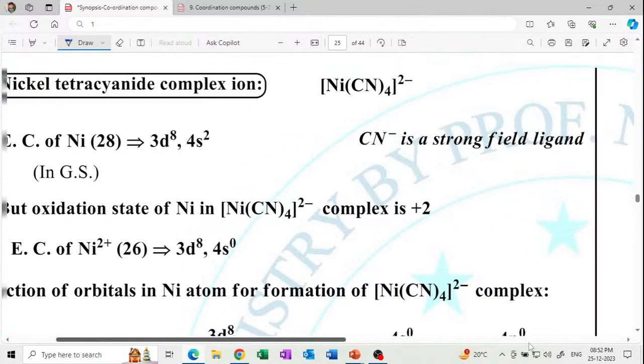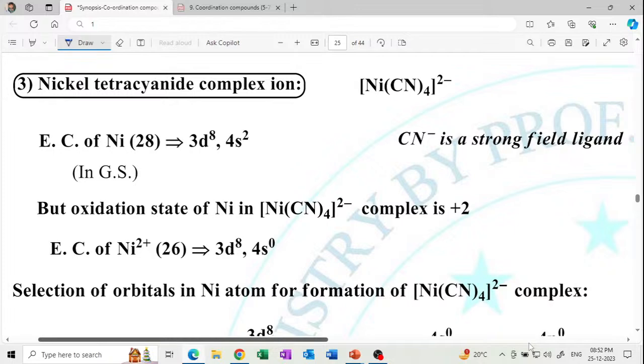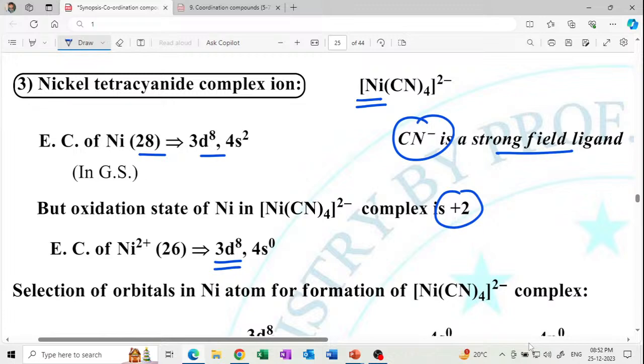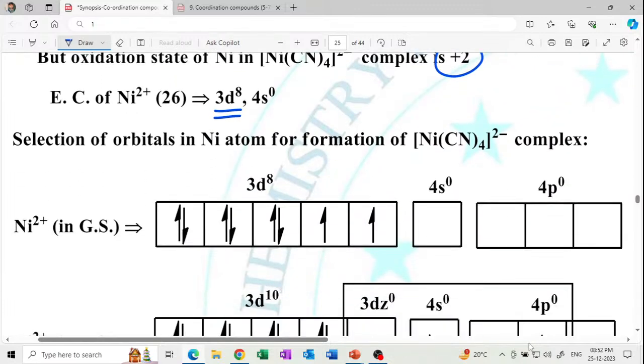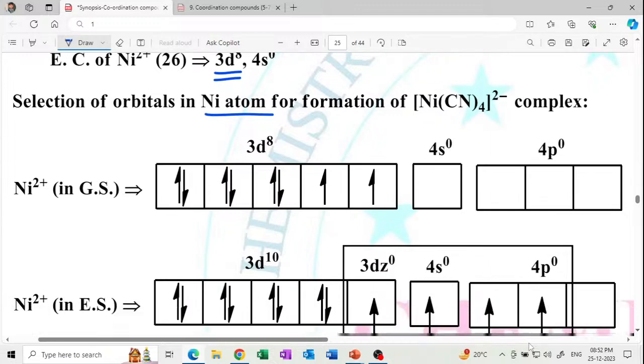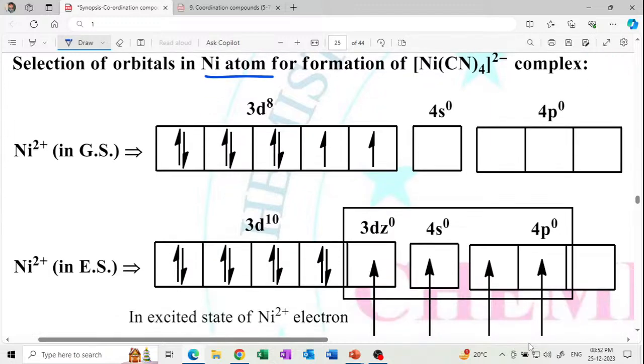Next is the [Ni(CN)4]2- nickel tetracyanide complex. Nickel electronic configuration 3d8 4s2. Cyanide is a strong field ligand, so pairing takes place before hybridization. Nickel oxidation state is +2, so 3d8 4s0. Get it? So pairing takes place.